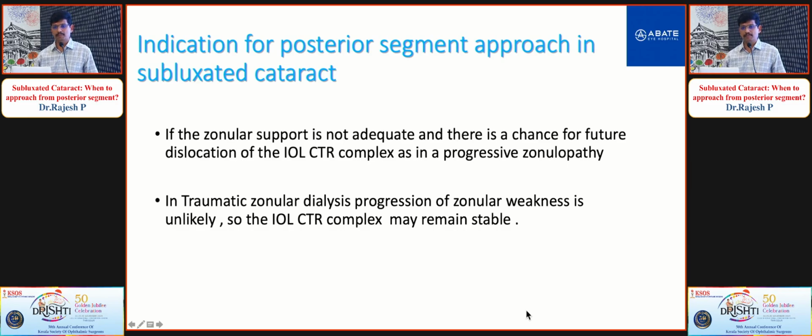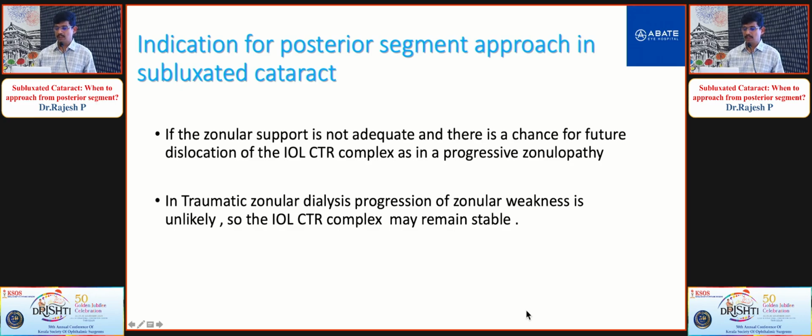So that even makes the surgery difficult for the posterior segment surgeon, because it's not just removal of the IOL, and we also have to do extra manipulation to remove the CTR. And sometimes this can lead to more complications at the time of the vitrectomy surgery. So whenever you anticipate that there is a chance for future dislocation of the IOL CTR complex, always make sure that it is better dealt with by a posterior segment approach right from the beginning.